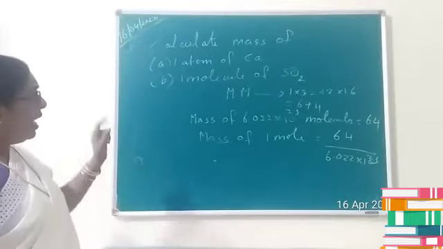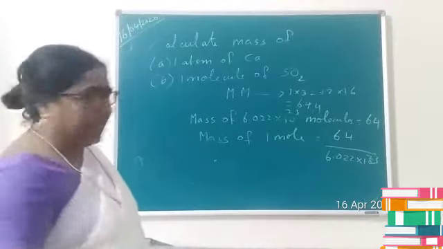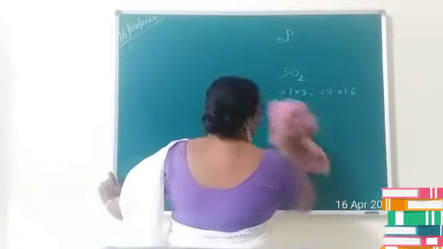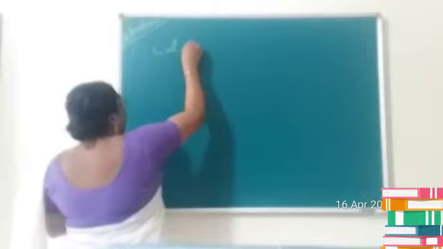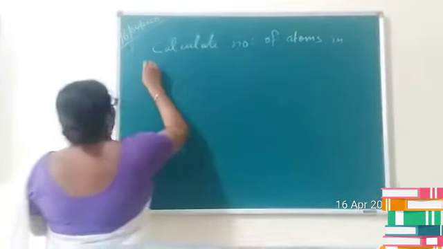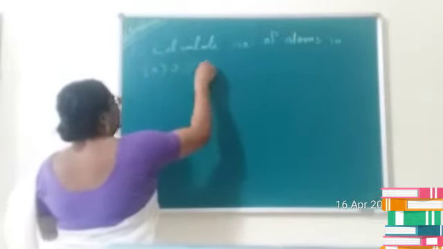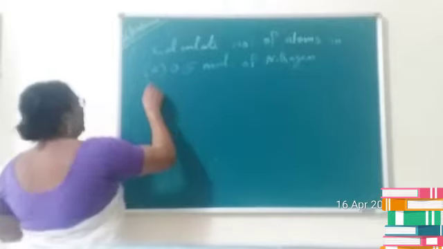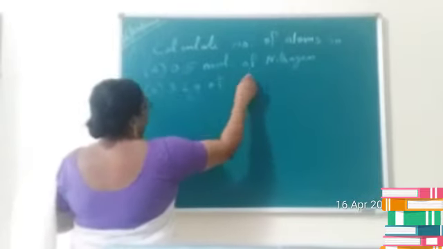Is it clear how to calculate the mass of atom and molecule? Okay. Now let us solve another type of question. Please write down the question. In this case, instead of calculating the mass, let us calculate the number of atoms. So just write: calculate number of atoms in first part, you write 0.5 mole of nitrogen, and second part you consider 3.2 grams of sulfur dioxide.